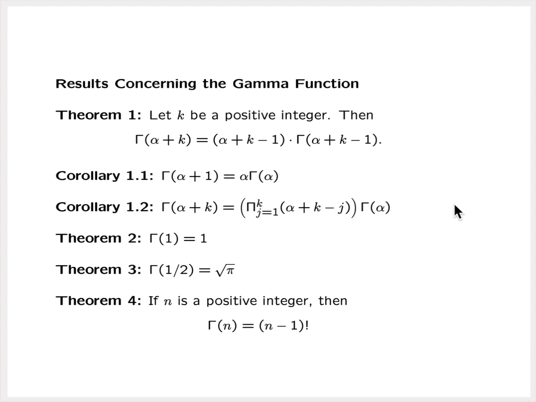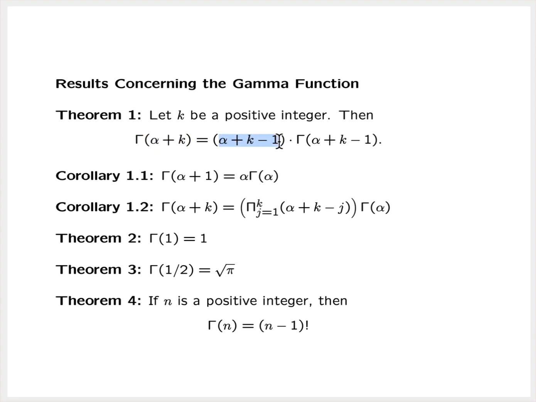Now, there's several useful results concerning the gamma function. Theorem 1 says let k be a positive integer, then the gamma function evaluated at alpha plus k is equal to alpha plus k minus 1 times the gamma function evaluated at alpha plus k minus 1. So to evaluate the gamma function at a value alpha plus k, we decrement the argument by 1.